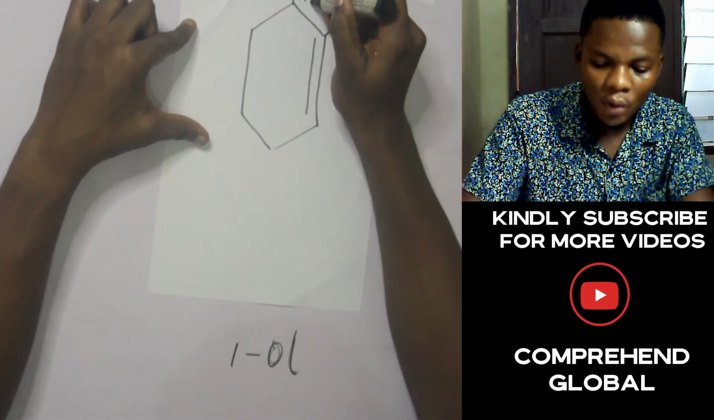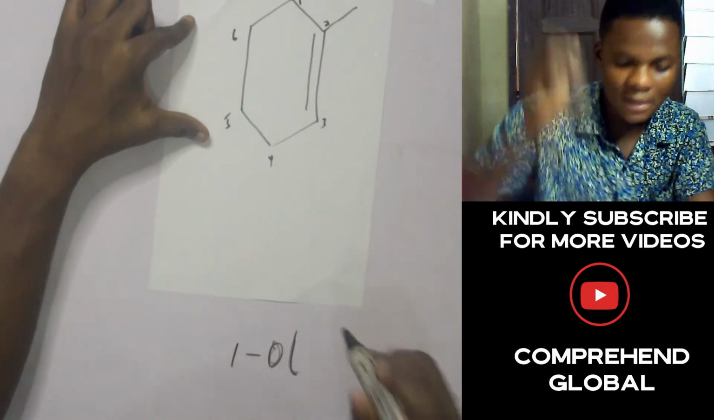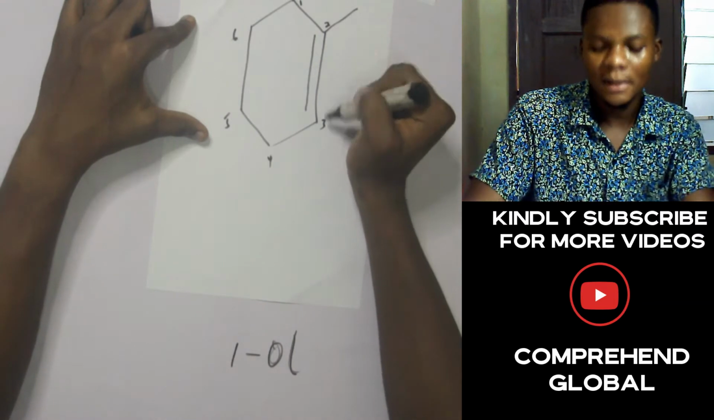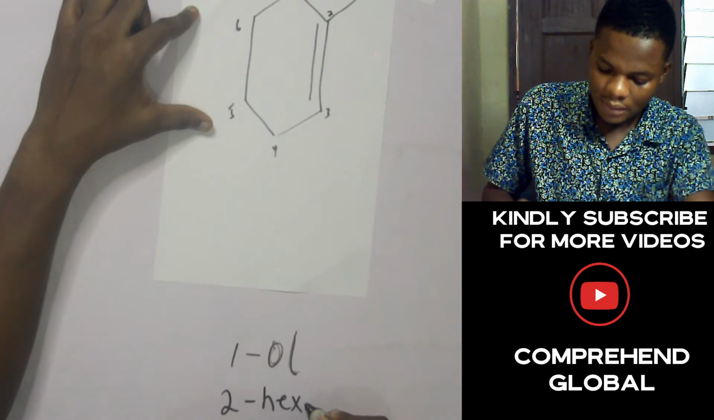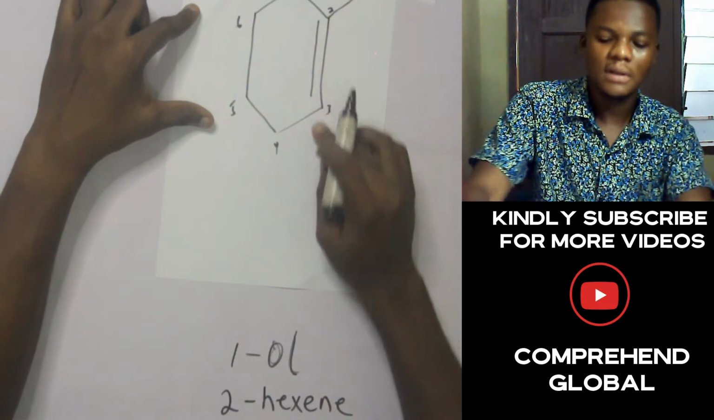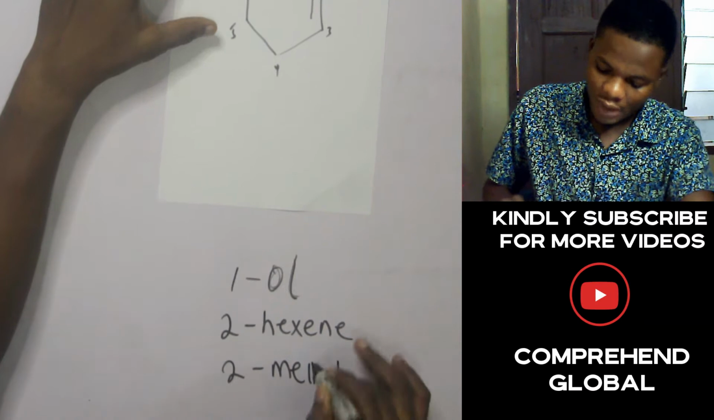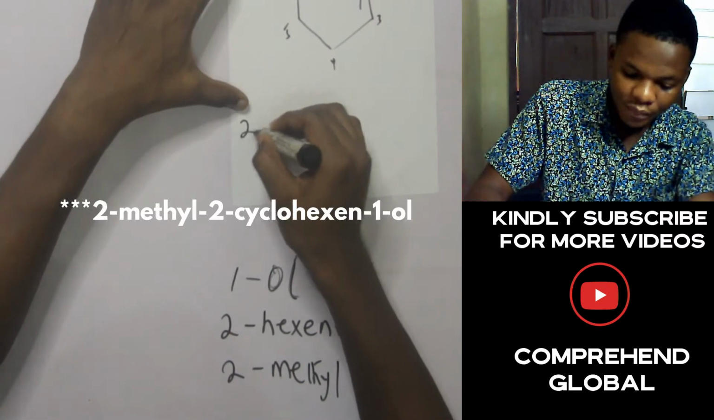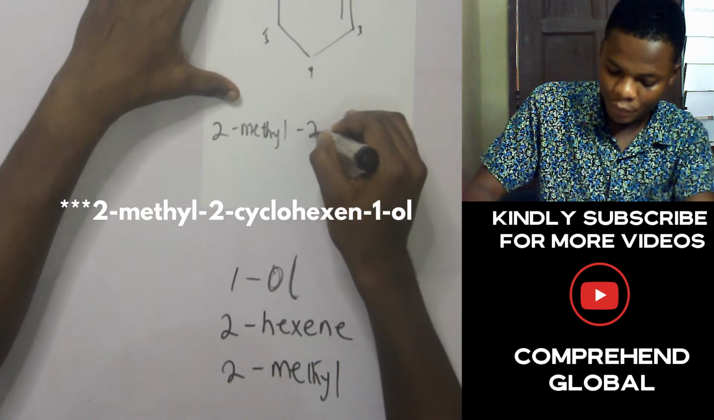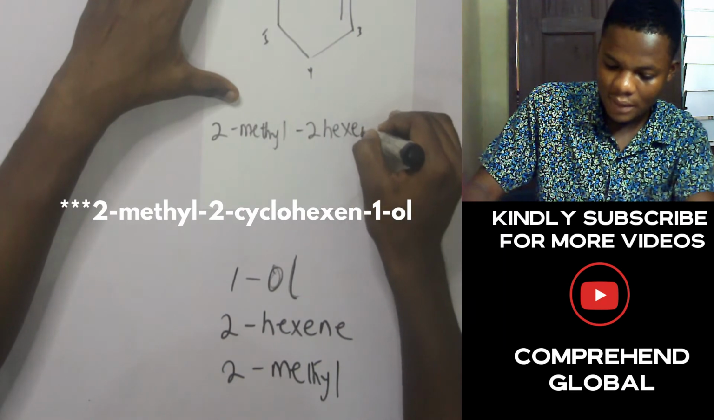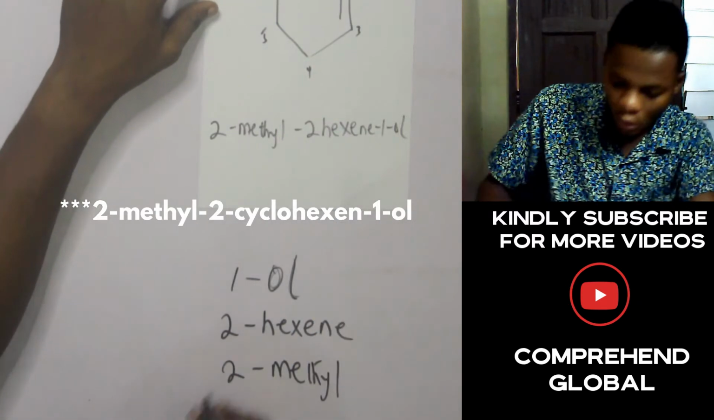Okay, so we start counting from here, 1, 2, 3, 4, 5, 6, right from here. Now the alkene is actually 2 hexene, because it falls on the second one, and there is a methyl here, so this is also 2 methyl. So the name of this particular compound will be 2 methyl, 2 hexen-1-ol, because of the alcohol, ol, right here.